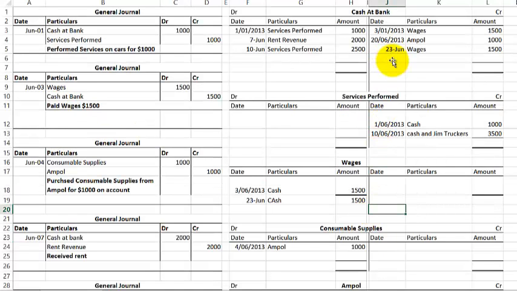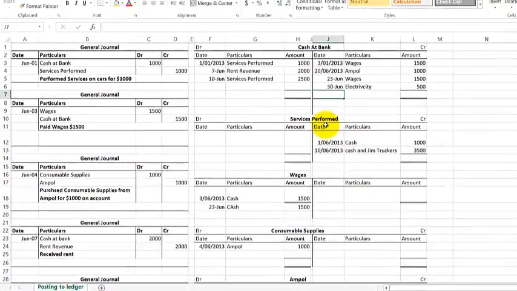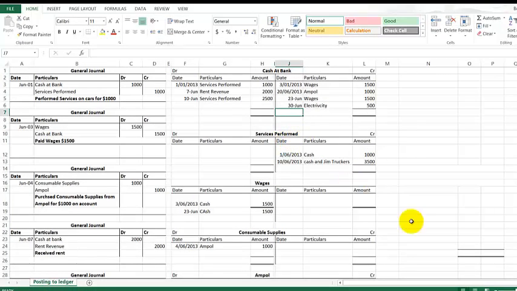So on the cash at bank side, I need to put on the 30th the amount for electricity, and that was for $500. So what I've done now, I have posted from the general journal entry to the ledger accounts, and the next step I'm going to do is to do all my balancing and then put that into the trial balance.